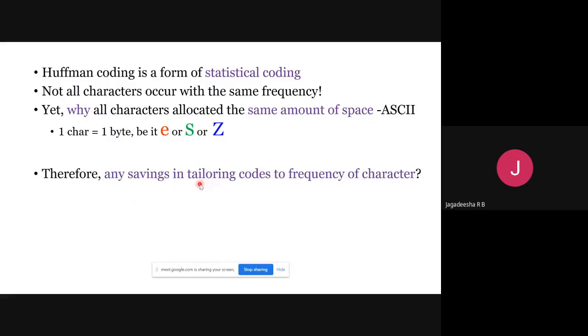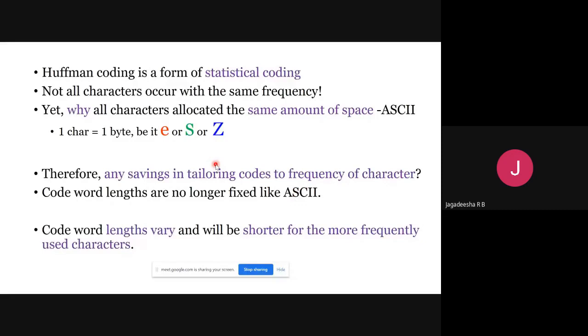Any saving in tailoring the codes to frequency of character? Is there any benefit by doing that? Any saving possible? A good code word lengths are no longer fixed like ASCII. So in ASCII, there is no tailoring. Any character we represent by the same number of bits.